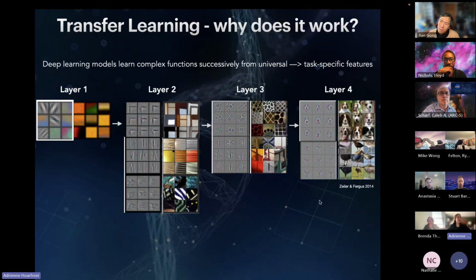And so the reason why this works, I like this example from imagery because I think it really illustrates this well, is that deep learning models learn complex functions successively from universal to task-specific features. So if you have a deep model that's 12 layers long, as you put in input, say, an image, you're going to learn more complex features about images as you go successively down those 12 layers. So in the first layer, you might be learning things like edges, right? This is basically an edge detector. In layer 2, now you're starting to put them together into corners and stripes and basic geometric patterns. Layer 3, you're getting more complex patterns.